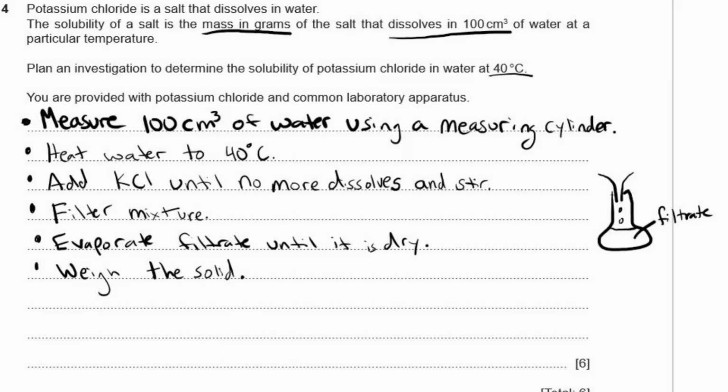And then you weigh what is left behind, and that will show you what the mass in grams of the salt that dissolves in 100 centimeters cubed of water at 40 degrees Celsius is. So you could even say weigh the solid in grams if you like, but that's probably not necessary. Okay, you need 6 marks, and here there's at least 1, 2, 3, 4, 5, 6. A couple of these might count as more than 1 mark.